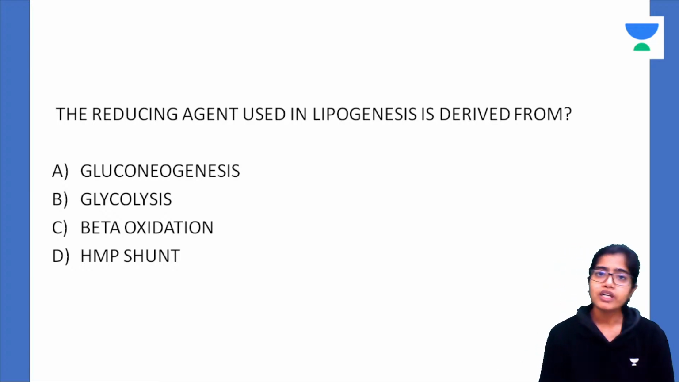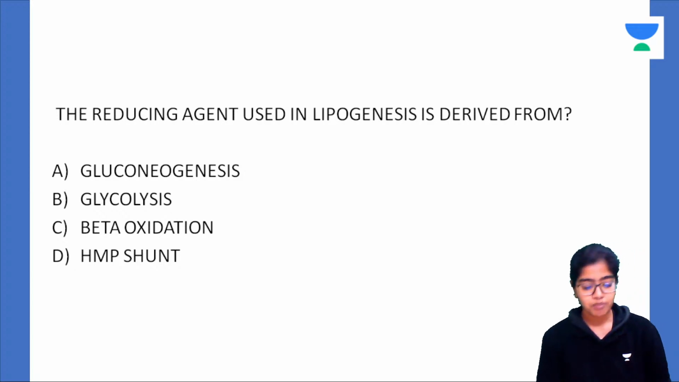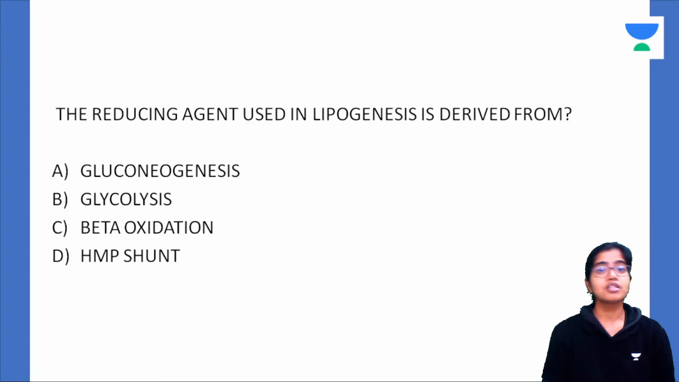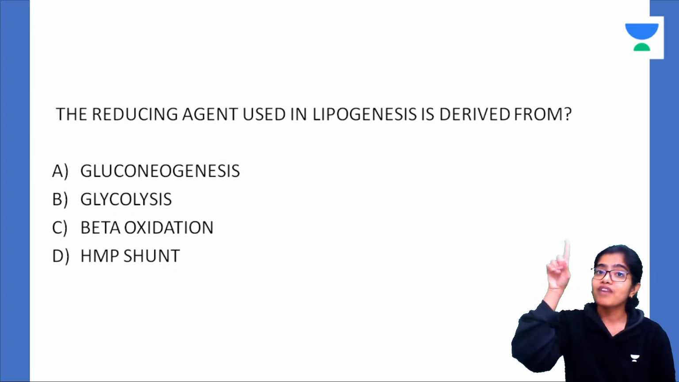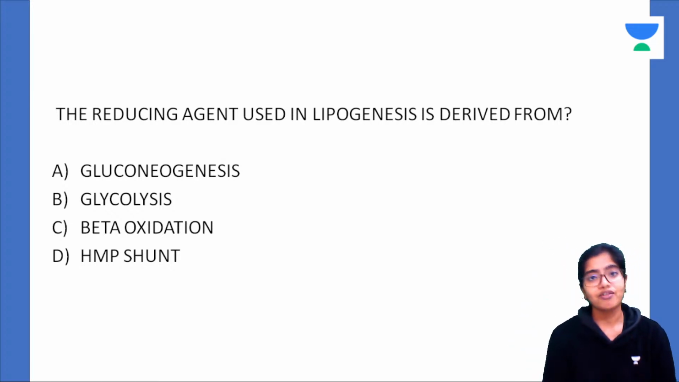So what is the utility of HMP shunt? The utility is that it is producing NADPH, which are reducing agents used in lipogenesis, in glutathione metabolism, and in steroid synthesis. Also, it is forming ribose. What is ribose? Ribose is used as sugar in synthesis of nucleic acids. Okay, ribose in RNA, deoxyribose in DNA. Where is ribose coming from? Ribulose 5-phosphate is forming ribose 5-phosphate.